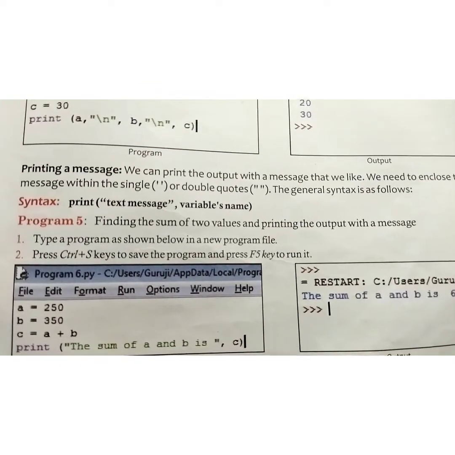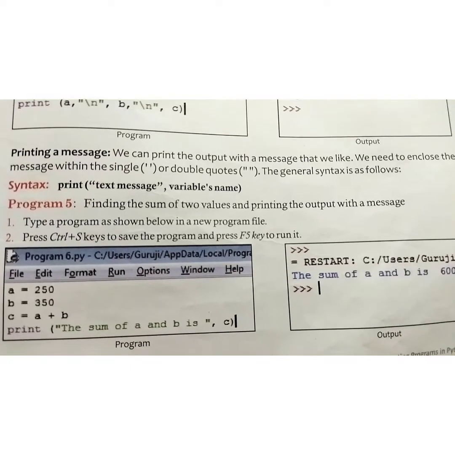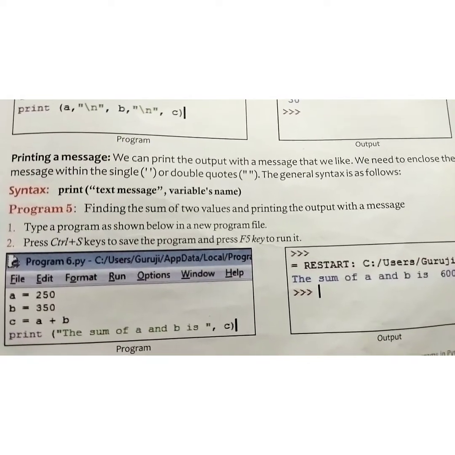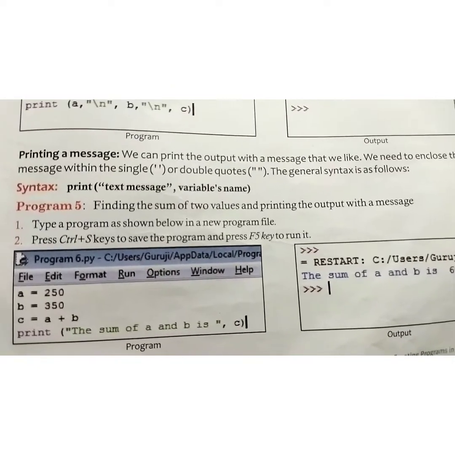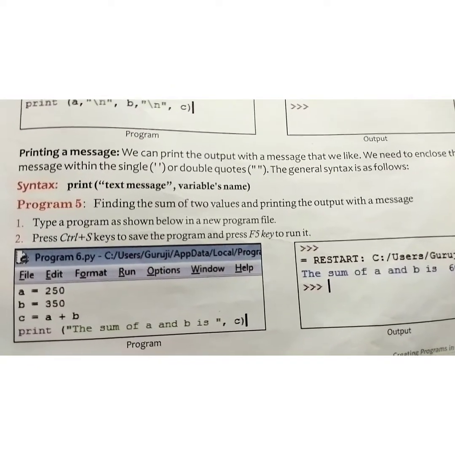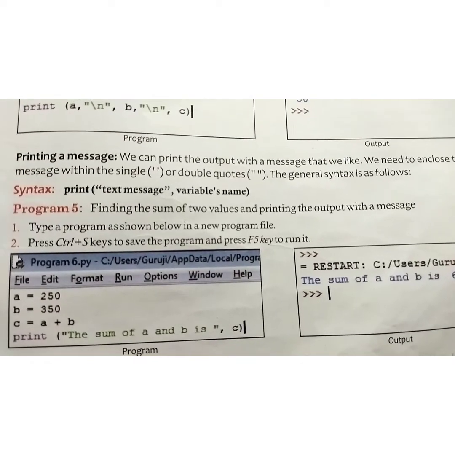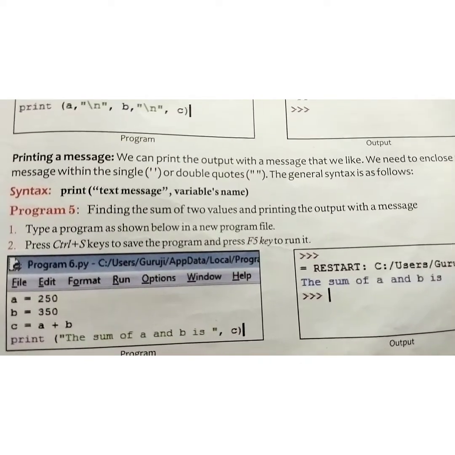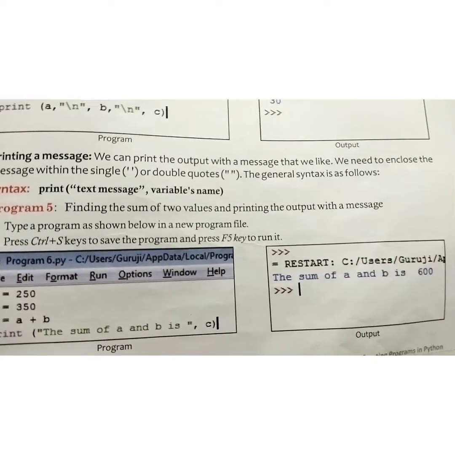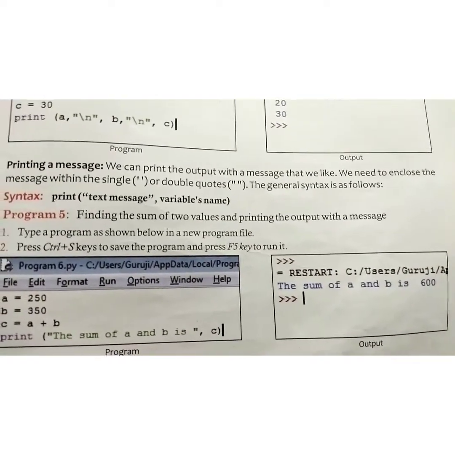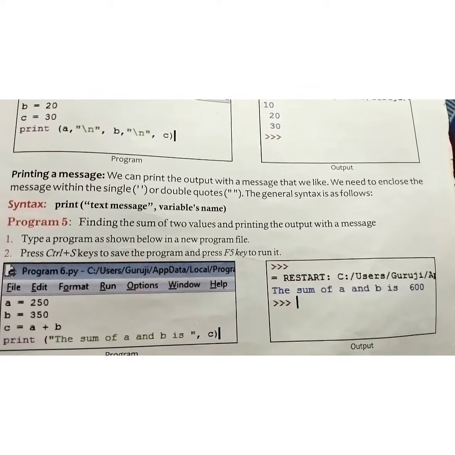So program number 5, finding the sum of two values and printing the output with a message. First of all, type the program as shown below in a new program file. The program is: A equal 250, B 350, C equal A plus B. So print the sum of A and B is C value. After you save this program and run it with the F5 key, let's see the output. So the output is: the sum of A and B is 600.